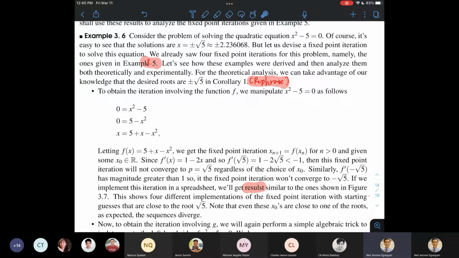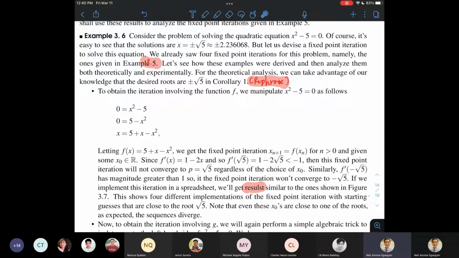Anyway, so yeah, example 3.6. Babalikan natin yung mga fixed point iterations natin kanina. Tapos titingnan natin kailan siya nagko-converge o sino sa kanila yung mga nagko-converge. Tapos, i-implement natin siya or in-implement ko siya sa isang spreadsheet. Now, remember yung mga examples natin kanina, yung function f, g, h, and j. Sila ay mga fixed points nila si square root of 5. All right?